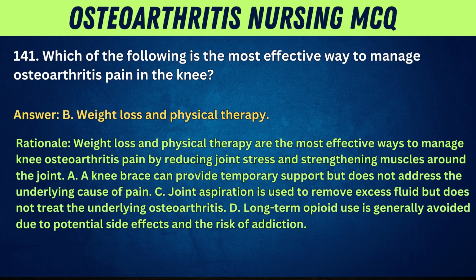A. A knee brace can provide temporary support but does not address the underlying cause of pain. C. Joint aspiration is used to remove excess fluid but does not treat the underlying osteoarthritis. D. Long-term opioid use is generally avoided due to potential side effects and the risk of addiction.